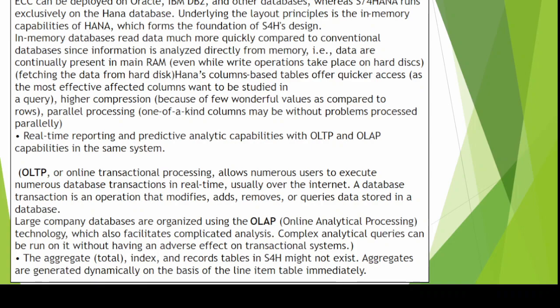Higher compression because of fewer unique values compared to rows. Parallel processing: one column can easily be processed in parallel. It means that many columns we can process in parallel.